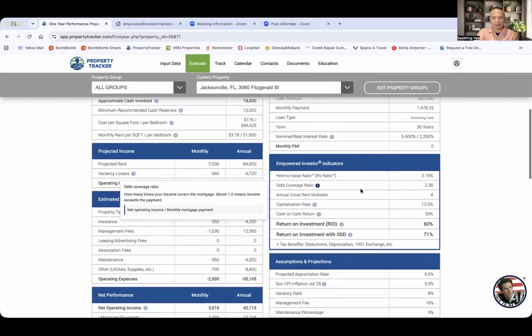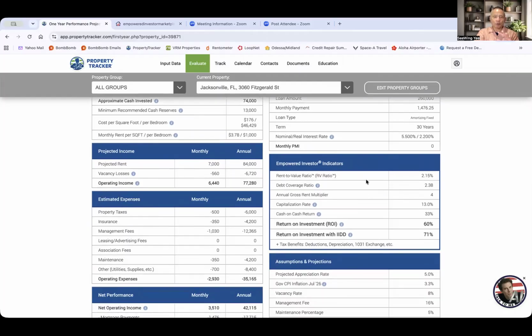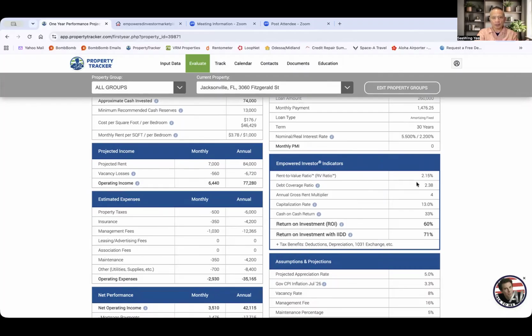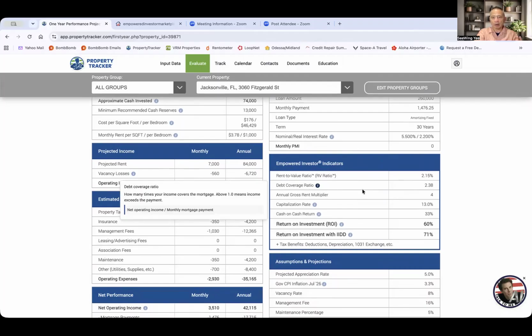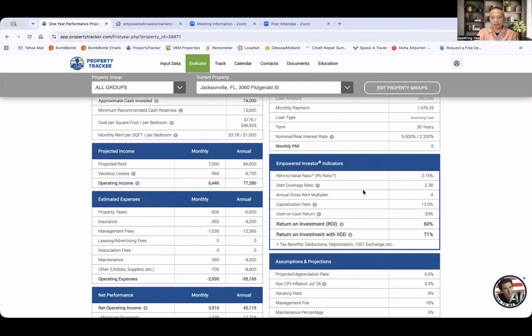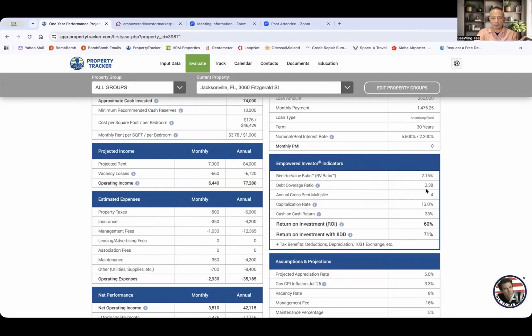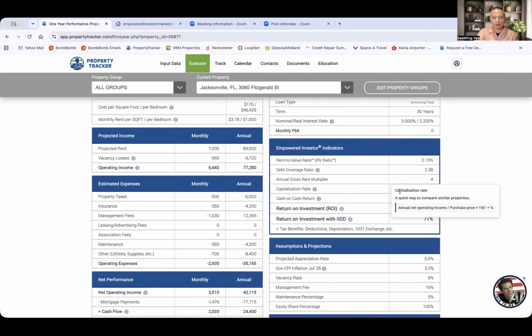Now, the reason why this property qualifies for underwriting for a DSCR loan, which typically requires a 1.0 ratio, is that you're getting a 2.38 debt coverage ratio. A 1.0 debt coverage ratio qualifies for the DSCR loan with a competitive investment loan rate, but you're getting double the debt coverage ratio that the DSCR lender requires. So just to show you how much of a buffer we have because we have a high cash flow property in this situation, right? And the capitalization rate is 13%.